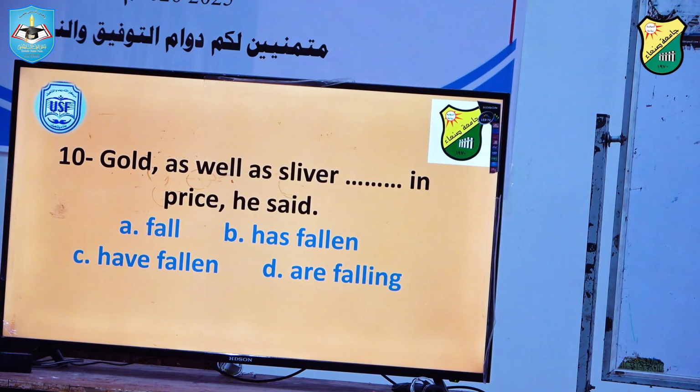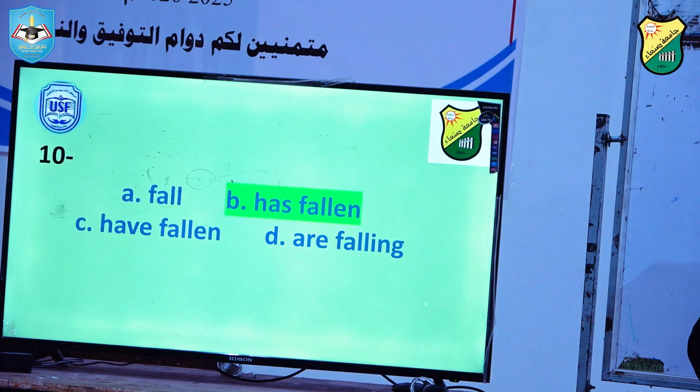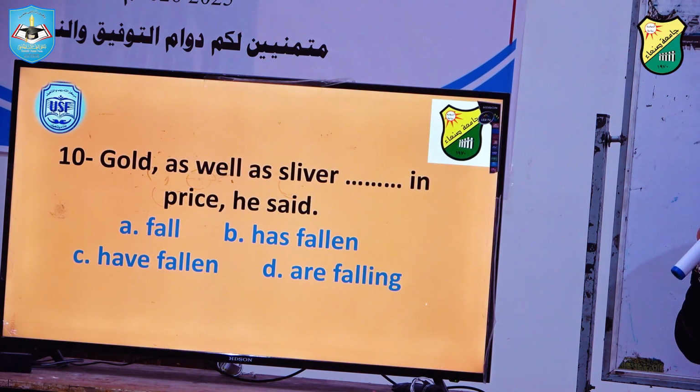Gold as well as silver dash in price, he said. You have fall, has fallen, are falling. Okay, has fallen. Why has fallen? Because there is an effect. We said present perfect we always use it for effect.